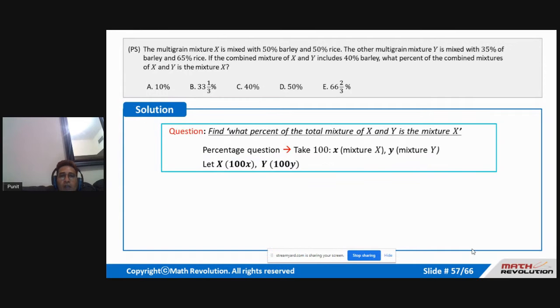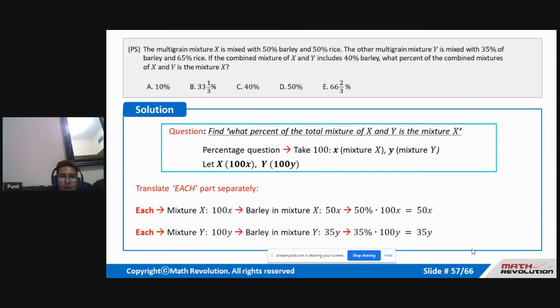So now let's go and talk about the mixture question. We're dealing with percentages. Take the number 100. Mixture X is small x. Mixture Y is small y. So we have 100x and 100y for both. Let's talk about each now. Barley in mixture X is 50%. That becomes 50x. Barley in mixture Y is 35%. So that becomes 35y.